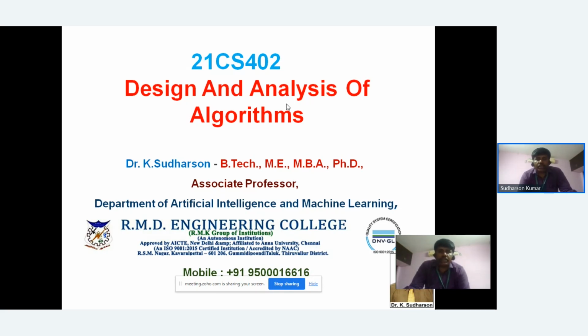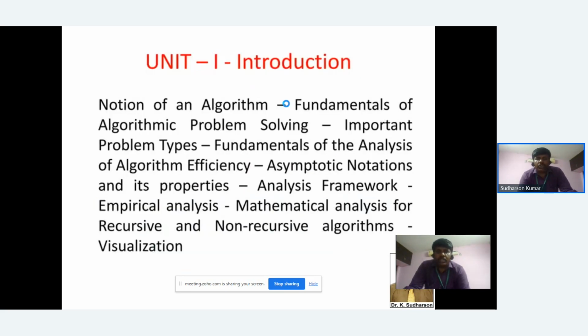Course, Design Analysis Algorithm. In this session, we'll see Unit 1, Introduction. In Introduction, we'll see the notion of the algorithm and fundamentals of algorithm, then important problem types, and fundamentals of analysis of algorithm efficiency, asymptotic notation and its properties, analysis framework, empirical analysis, and finally, mathematical analysis for recursive and non-recursive algorithm visualizations.